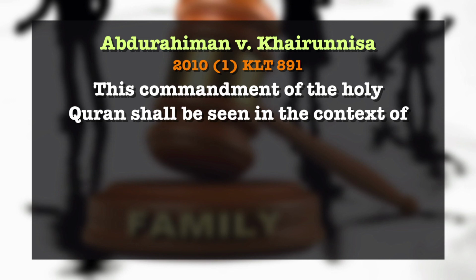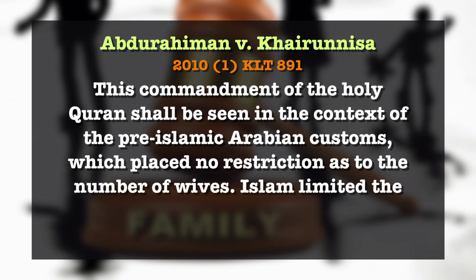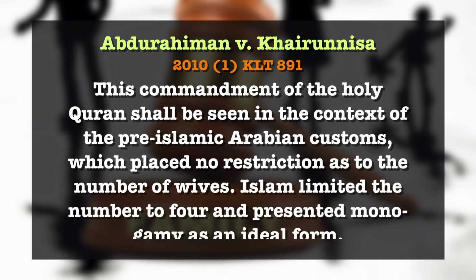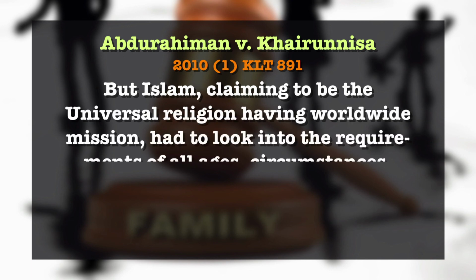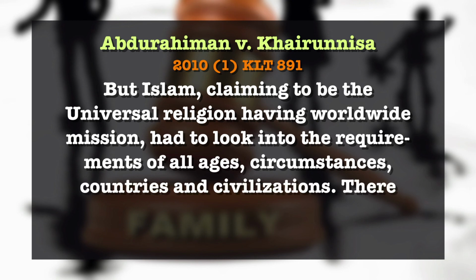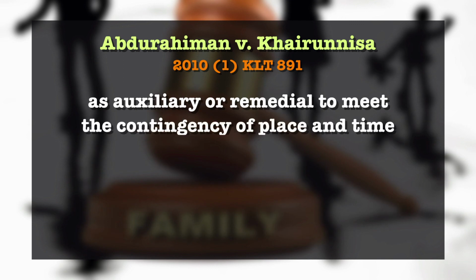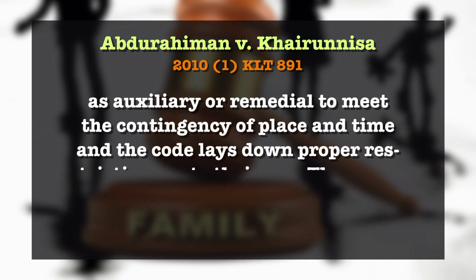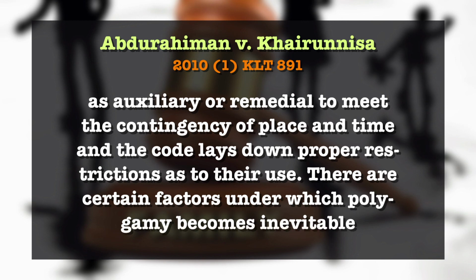This commandment of the Holy Quran shall be seen in the context of the pre-Islamic Arabian customs, which placed no restriction as to the number of wives. Islam limited the number to 4 and presented monogamy as an ideal form. But Islam, claiming to be the universal religion having a worldwide mission, had to look into the requirements of all ages, circumstances, countries and civilizations. There are certain ordinances in the codes of Islam which shall be looked upon as auxiliary or remedial to meet the contingency of place and time, and the code lays down proper restrictions as to their use. There are certain factors under which polygamy becomes inevitable.